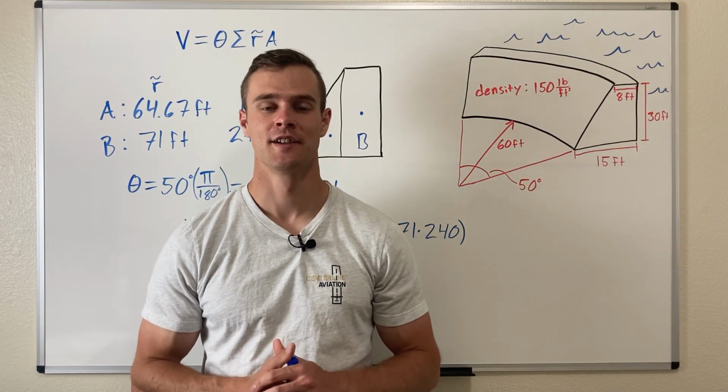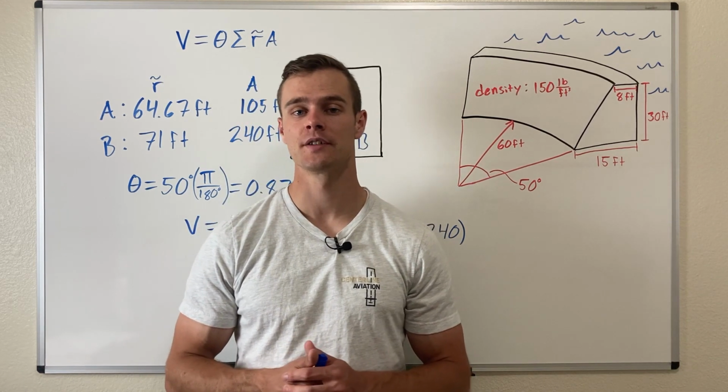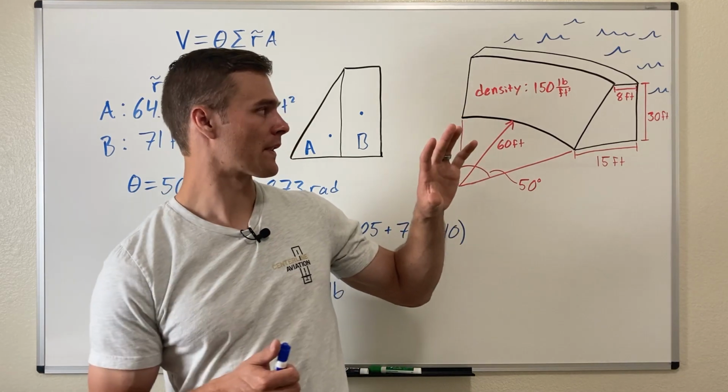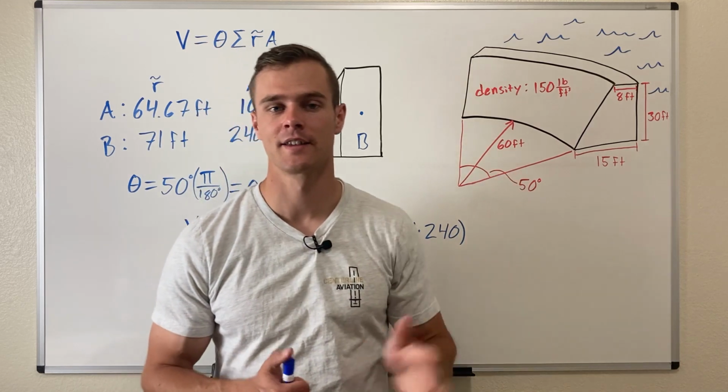So there's a pretty good example problem of using our Pappus and Guldinus equation to find the volume of an object created from an area being rotated around an axis.